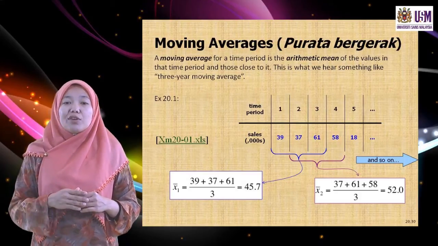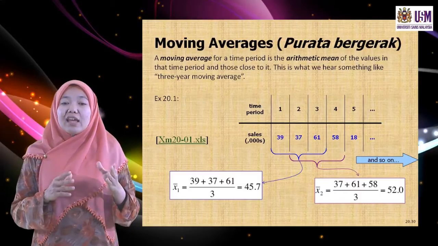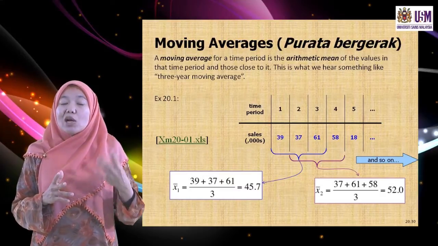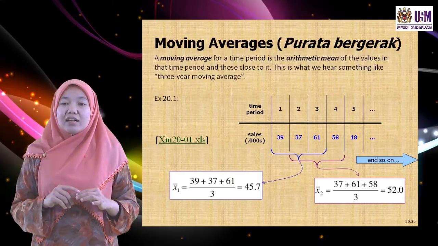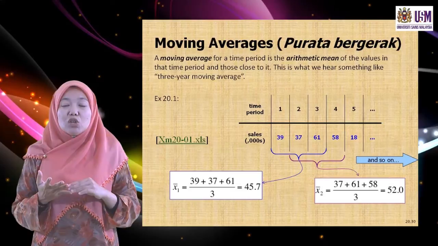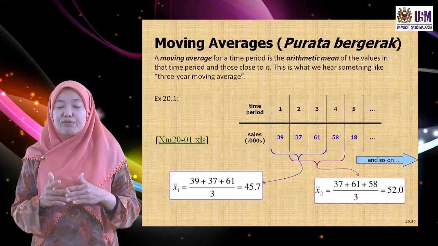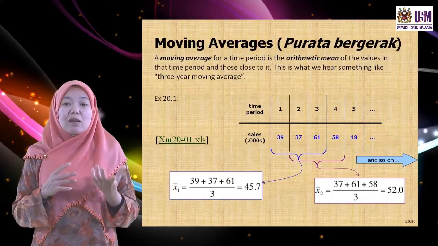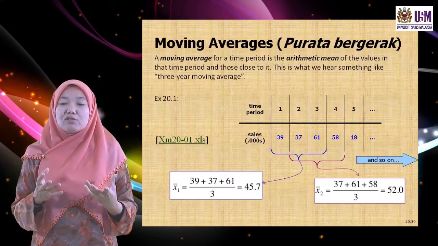Then you need to move. When you move to the next year, having calculated the first 3-year moving average, you leave out the first value, which is 39, and retain 37 and 61. Remember you are calculating a 3-year moving average, so you add the next data value, 58. You have 37 plus 61 plus 58, divided by 3, and you get a new moving average of 52. Next, you leave out 37 and keep 61 and 58. It's only 2 observations, so you take the next observation, 18, add them all together and divide by 3 to get the next moving average. You do that up to the point where you have no more 3 observations and cannot move anymore.